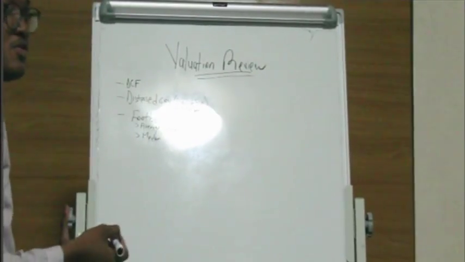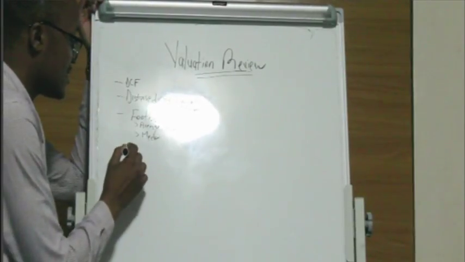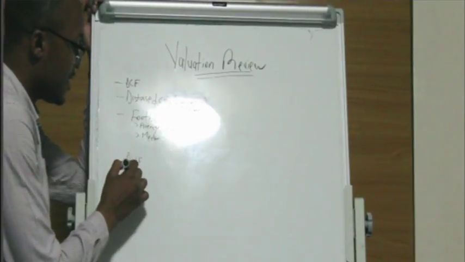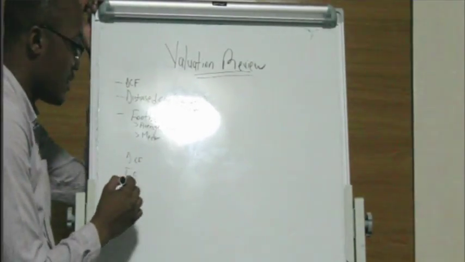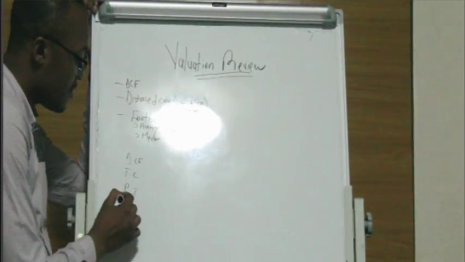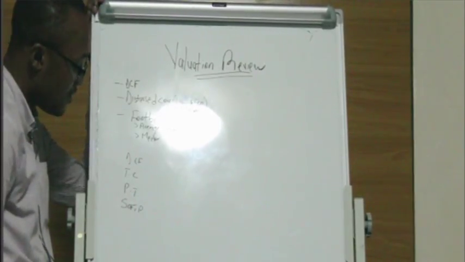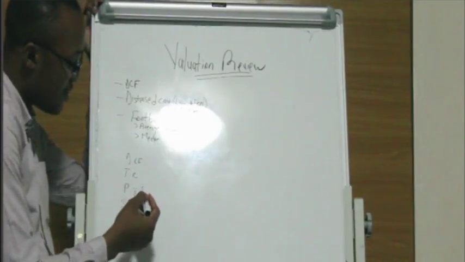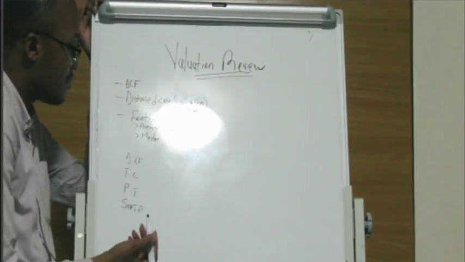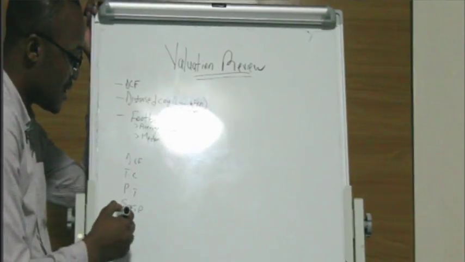So most times what they do is use different valuation methods, Abby. So we have DCF, we have trading comps, we have precedent transactions, and we have sum of the parts. Which other one? Asset base or liquidation value. No, this one doesn't always apply. Let's just use these.